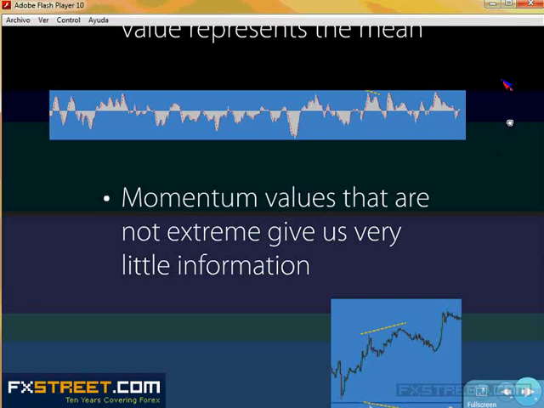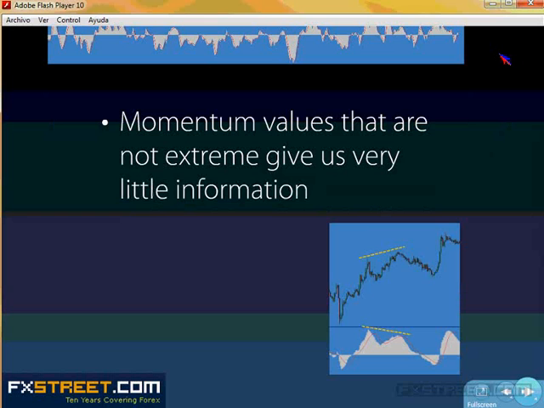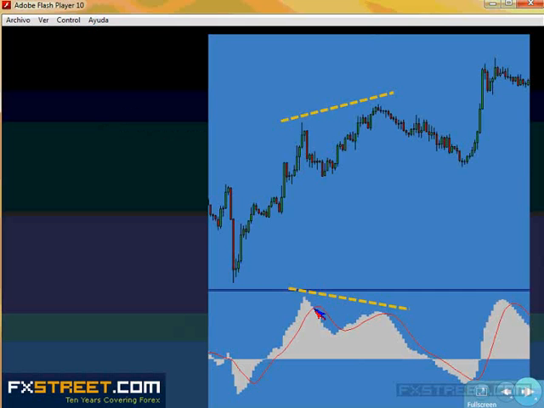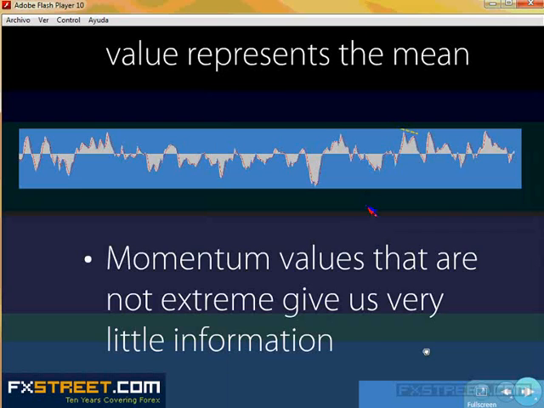Also important when talking about momentum is that momentum values that are not extreme give us very little information. Here, for instance, we have a divergence situation in this chart. We see above the price structure and below the oscillator, and we see that these levels come from this previous image.